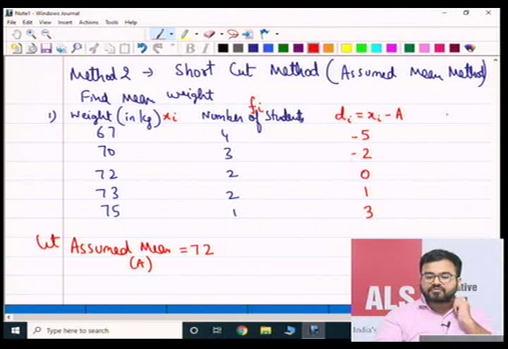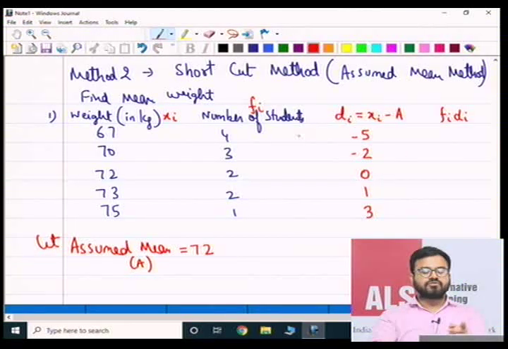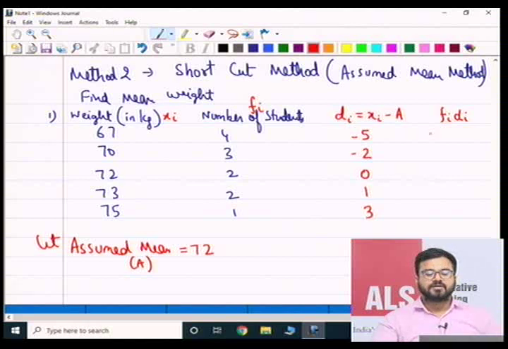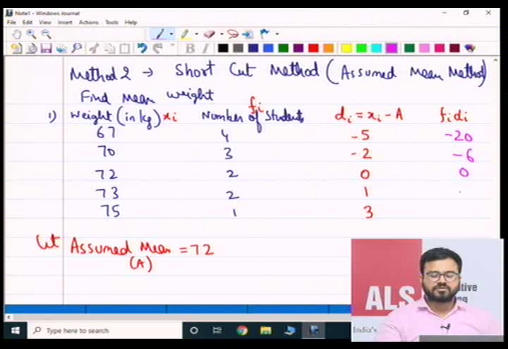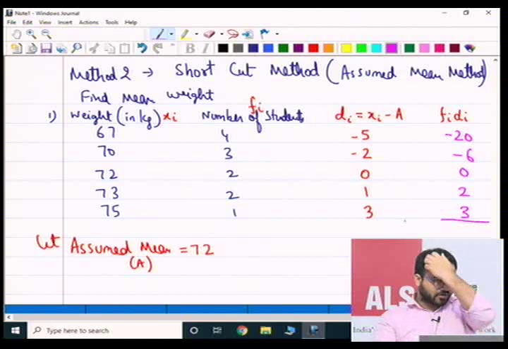Now what we have to do, again we have to multiply the fi into di. So now you can see, instead of multiplying 67 times 4, now we have to multiply 4 times minus 5. This will be easy. So 4 times minus 5 is minus 20, minus 6, 2 times 0 is 0, 2 and 3. Now we just have to add all the values.